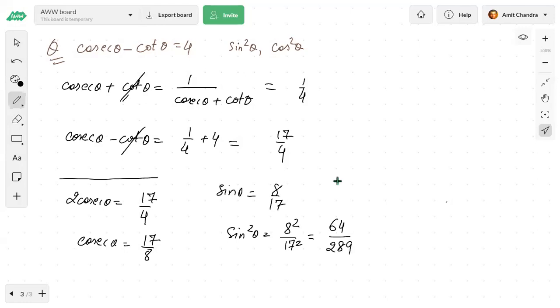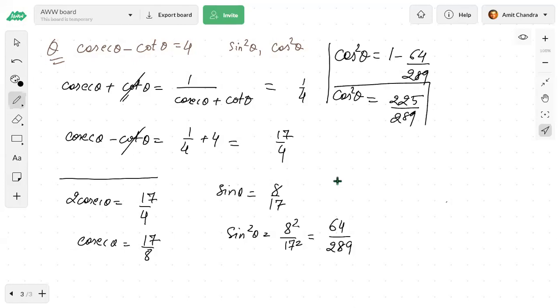Okay, now if they are asking you to find the sine square theta, and then they are asking you to find the value of cos square theta, what will be the value of cos square theta? Cos square theta we can find as 1 minus sine square theta, 1 minus 64 by 289. So this will be, I think, 225 by 289. Understood? So we have got the value of cos square theta, and we have got the value of sine square theta. Very good.